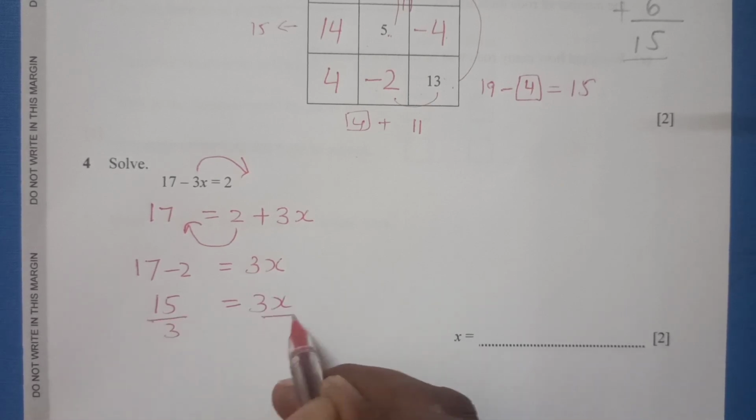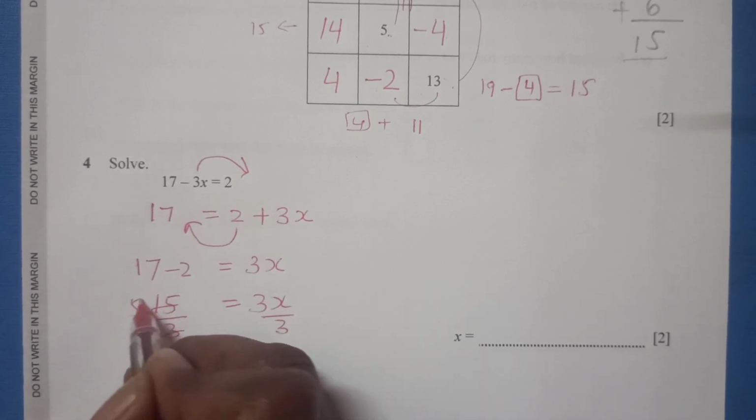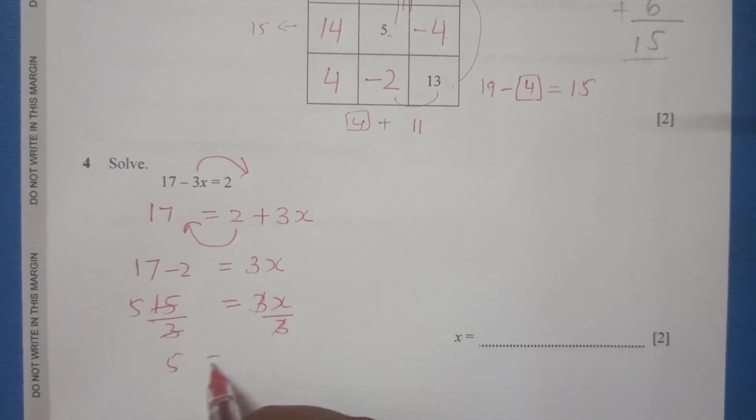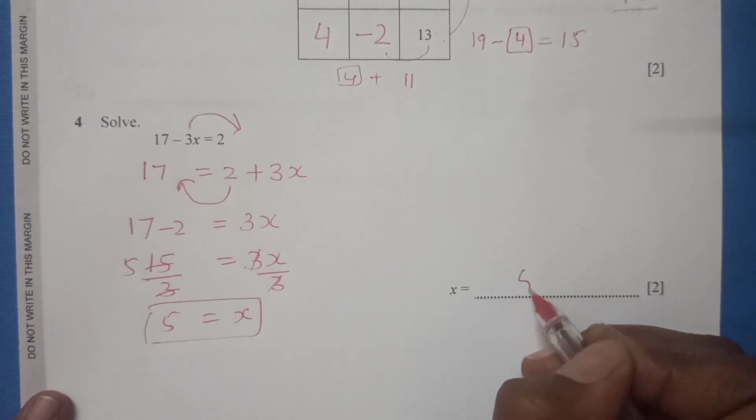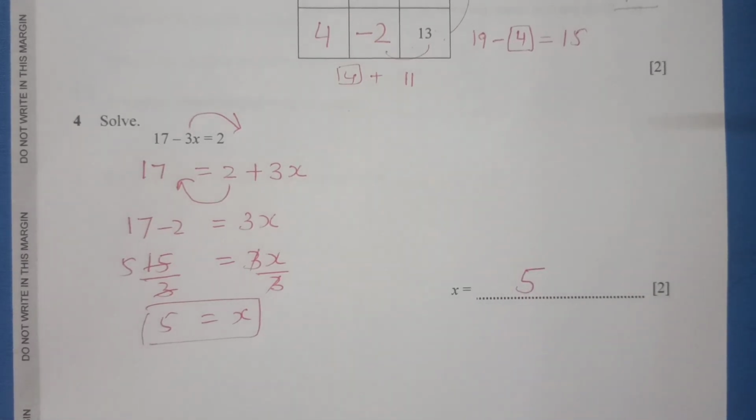Divide by 3, divide by 3. So 3 times 5, this is gone. So 5 equals x. That means x is 5. So the final answer is 5. In these types of questions, you should always go step by step to do the calculation.